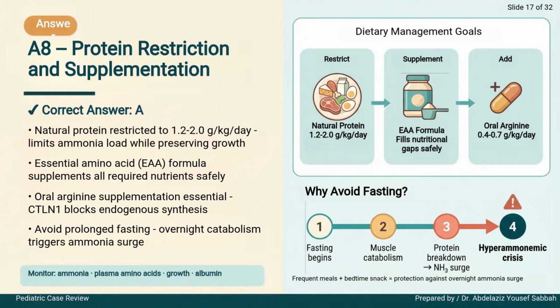Prolonged fasting must be avoided because overnight catabolism triggers an ammonia surge. Frequent meals and a bedtime snack protect against this. A protein-free diet is wrong and dangerous as it causes its own catabolism. Ongoing monitoring includes ammonia, plasma amino acids, growth, and albumin.